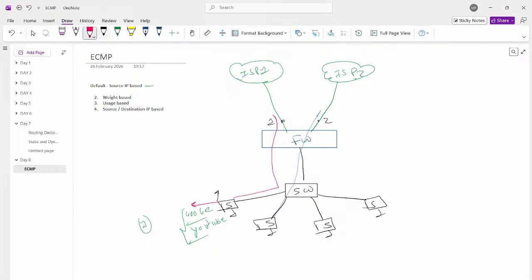Then third user comes in. Third user may again go to ISP1. Then fourth user again going to ISP2. So how does FortiGate decide this? Based on source IP. So suppose first source IP he will give to ISP1. Second source IP he will give to ISP2. Then third source IP he will give to ISP1. Like that it will load balance between the providers. Okay. Is it clear?